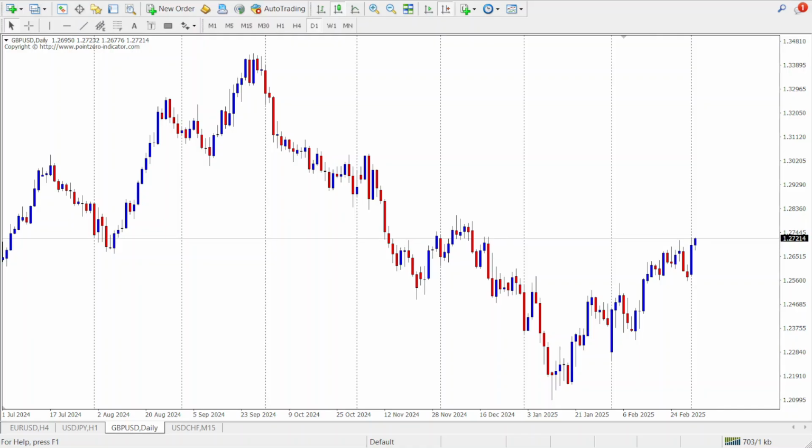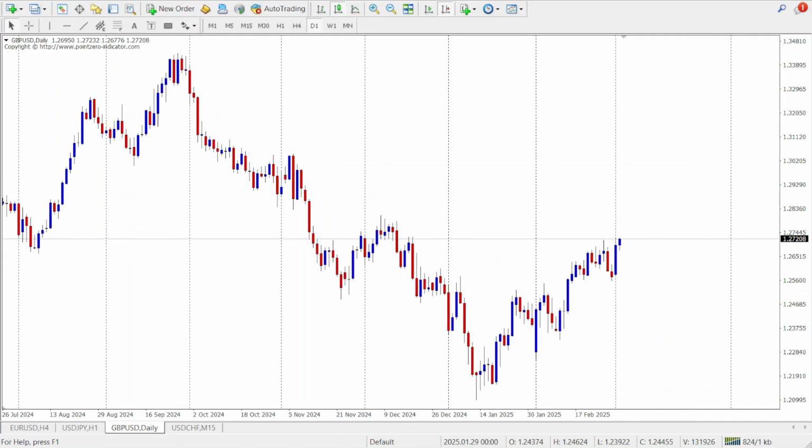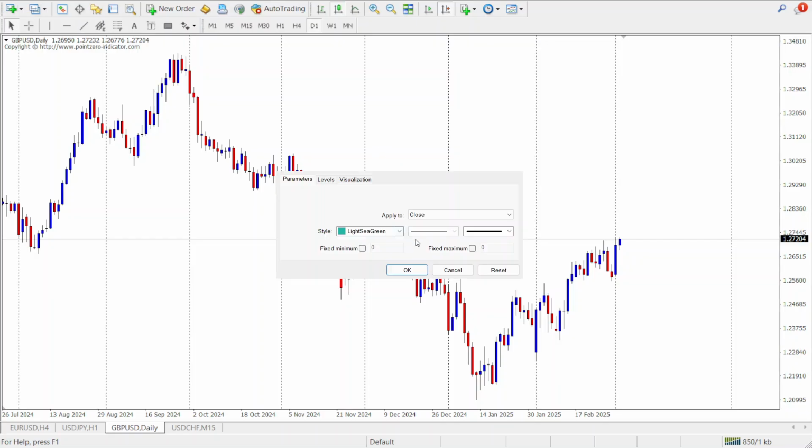Have you ever wondered how to spot when big money is moving the market? You might be looking at price charts all day, but if you are ignoring volume, you are missing half of the picture. So in this video, we are diving deep into the on-balance volume strategy, an underrated yet powerful tool that can give you a serious trading edge. So I'm going to be adding the on-balance volume indicator to the chart.